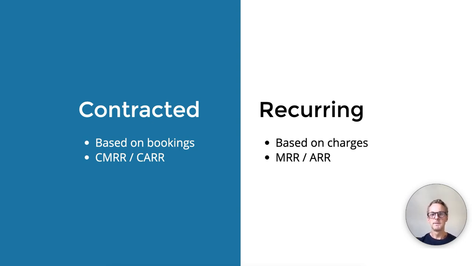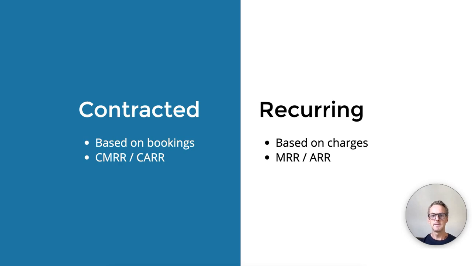Starting with the terminology, contracted revenue is based on bookings, and a booking is, for example, when a new customer or existing customer agrees to accept your offer, or any changes made to the business you have with a specific customer. And with this definition, contracted revenue is important for evaluation of your current sales.